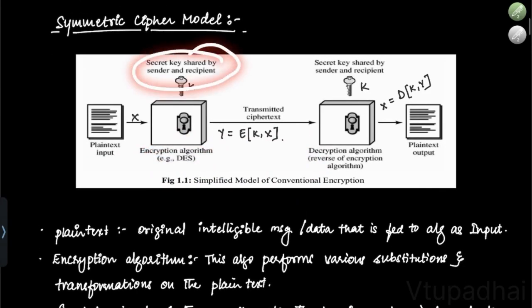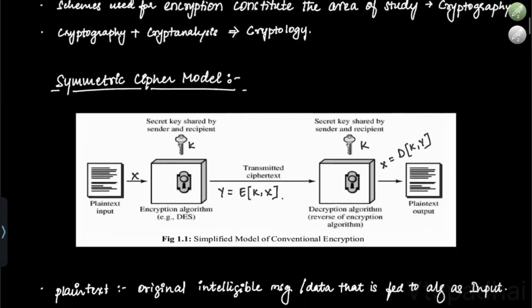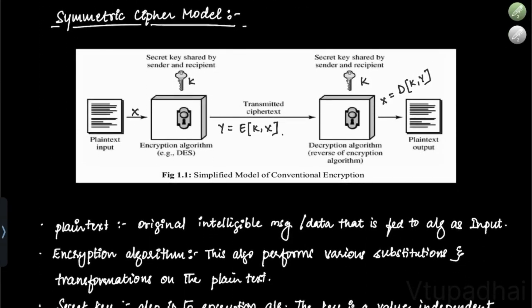Along with that we see something called the secret key. The secret key is also an input to the encryption algorithm. The key value is independent of the plain text and of the algorithm. It won't have any relation with the plain text nor with the encryption algorithm. It is a very unique key which is shared by the sender and the receiver. This key will be present on both ends. That's why it's called the symmetric cipher model. Symmetric means on the sender end and on the receiver end we have the same key. We'll understand this further in the upcoming topics.